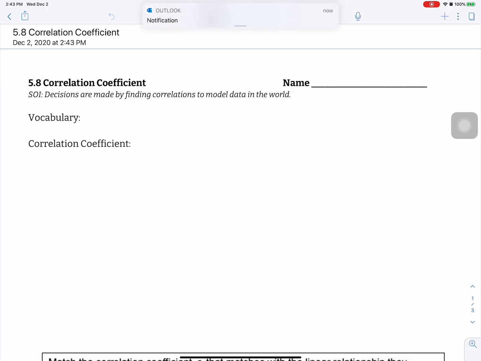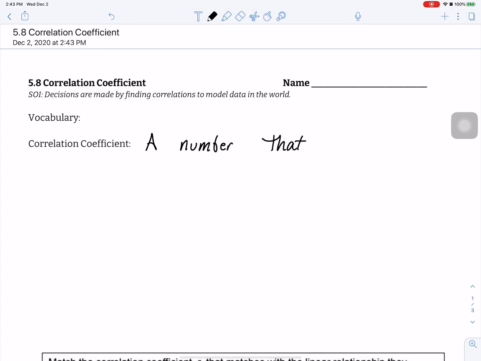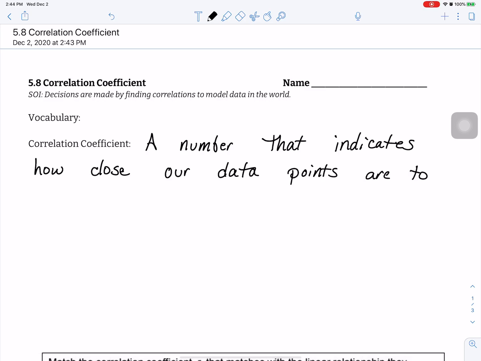Correlation coefficient is a number that indicates how close our data points are to the line of best fit. A number that indicates how close our data points are to the line of best fit.